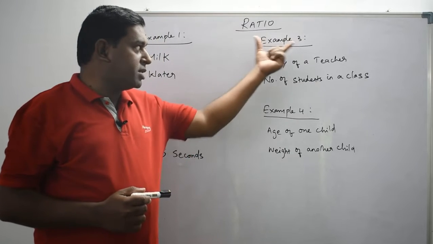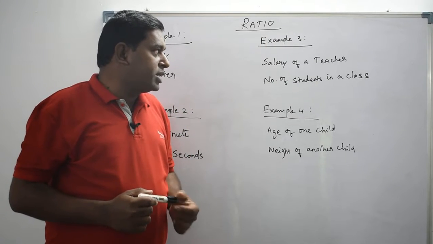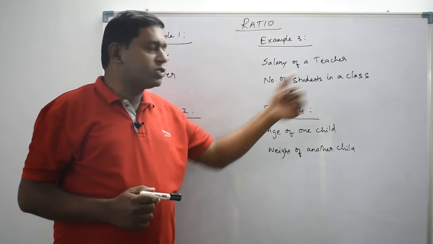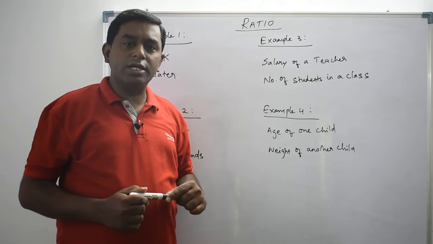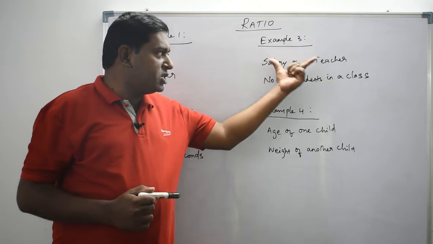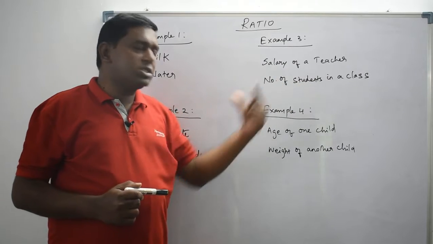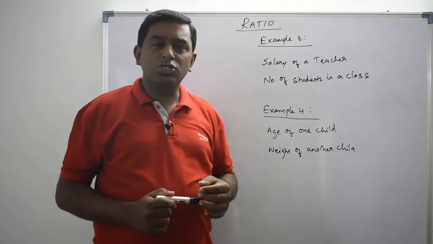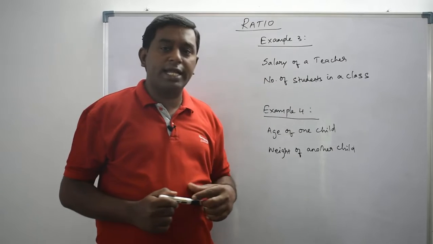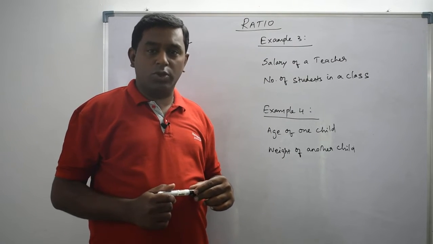So let's look at example number 3. Here the two quantities are salary of a teacher and number of students in a class. Can I do ratio between these two quantities? No, I cannot. Why? Salary of a teacher is about money. Number of students in a class is number of people. So they are not same kind. They are different kinds. So I cannot compare these two quantities and I cannot do ratio between these two quantities.